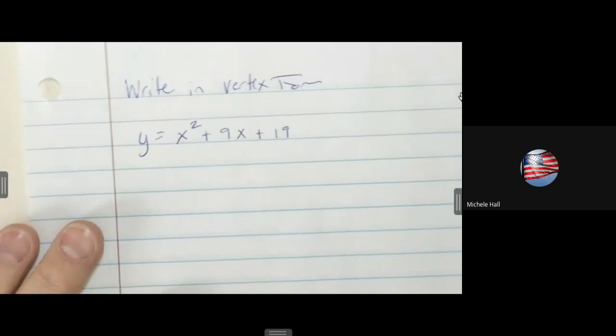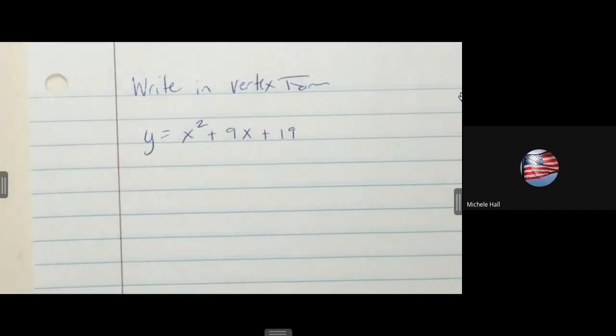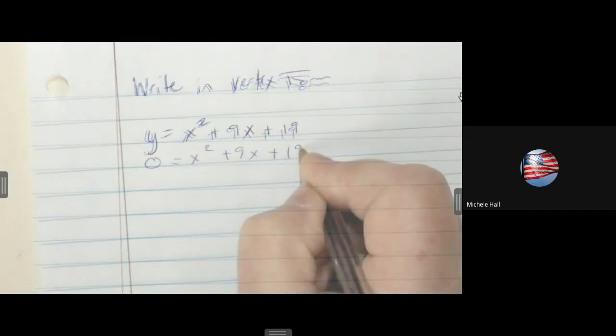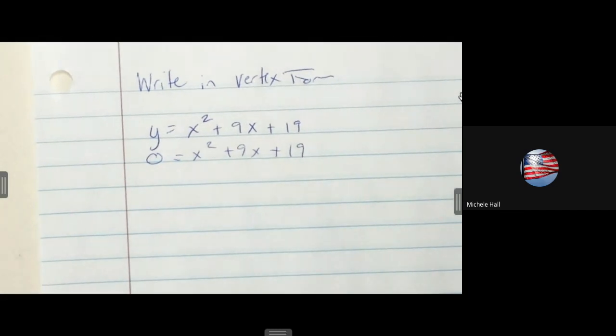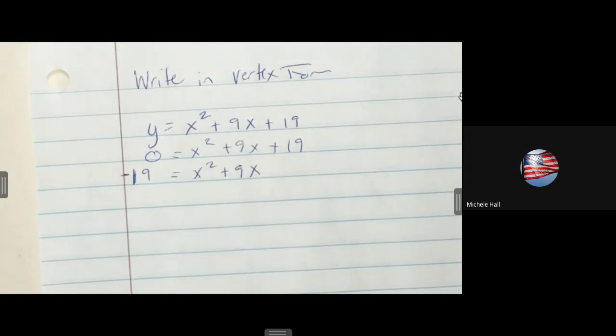Here we go. Write in vertex form. B is an odd number. Practice using those fractions. Write in vertex form means complete the square. I showed you to put the constant on the other side of the equation. All right. So we know that to complete the square, we have to half the b term and square it, and we have to add it to both sides.